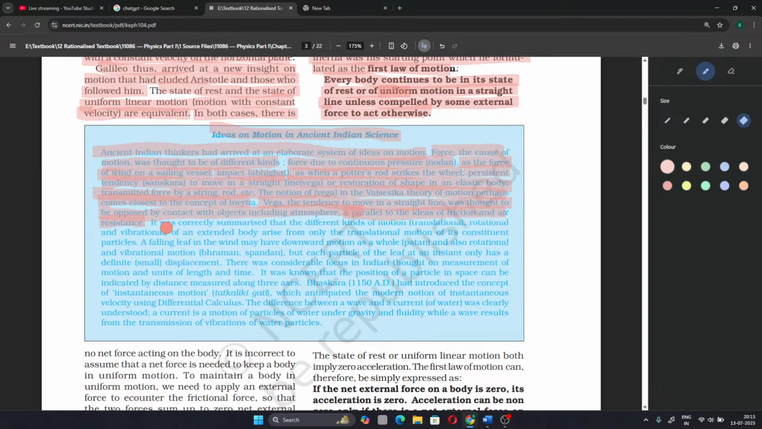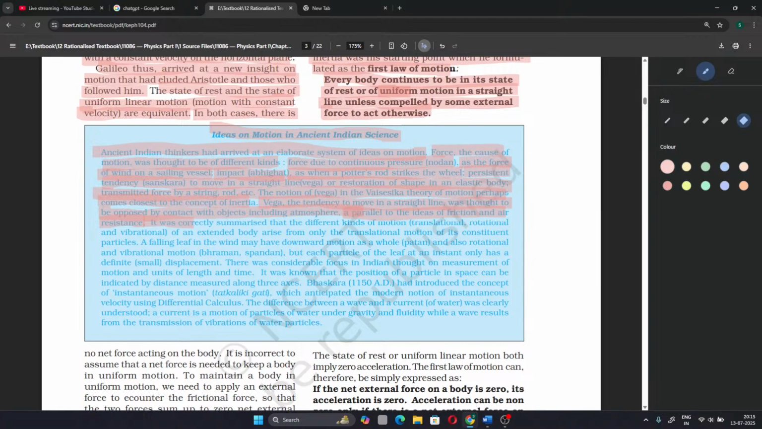That's what I said here: air, water, friction. I'm not sure if they talked about water here, but they did mention air resistance and friction. Friction meaning solid objects, solid to solid contact. They said here that it was opposed by contact with objects.